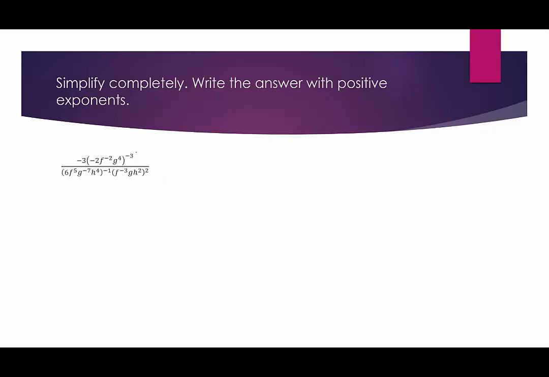What about this one? Our last example, not quite as nice as that middle one, is it? Let's see what we have here. First thing I want to do is distribute anything that's outside parentheses. So I'm going to distribute this -3. This -3 just stays -3. And then it's going to be -2 to the -3, and f to the -2 to the -3, g to the 4th to the -3.